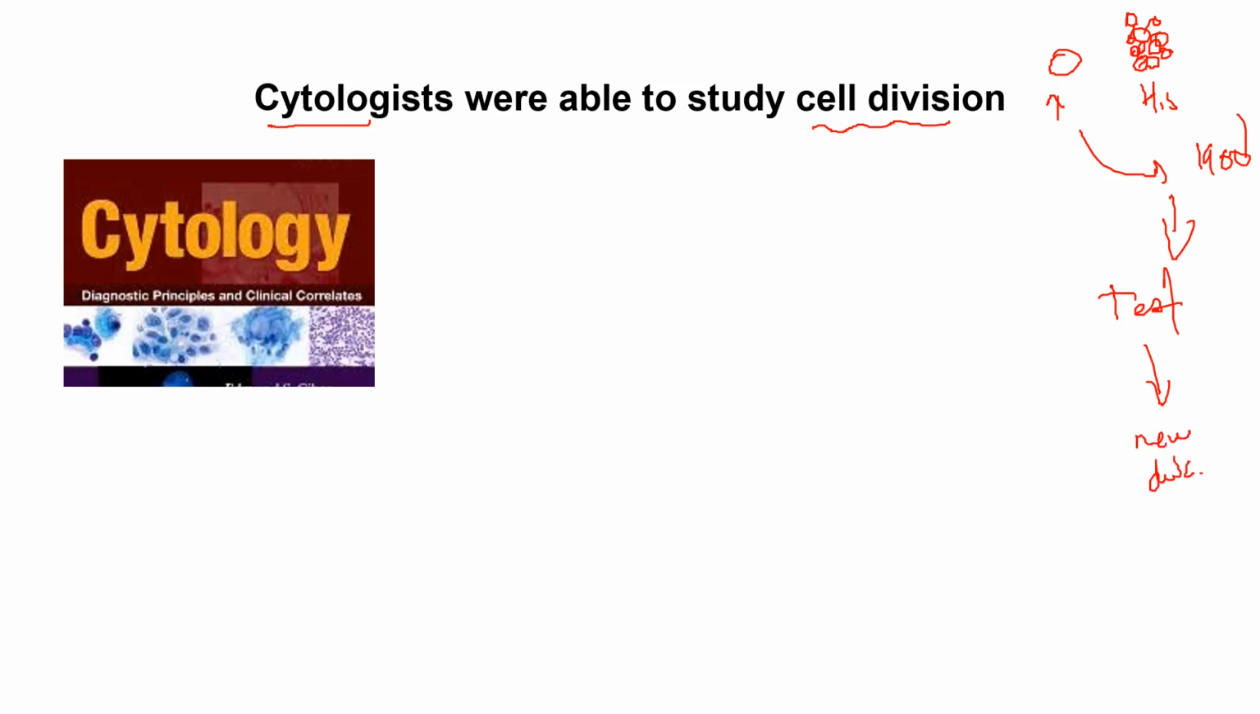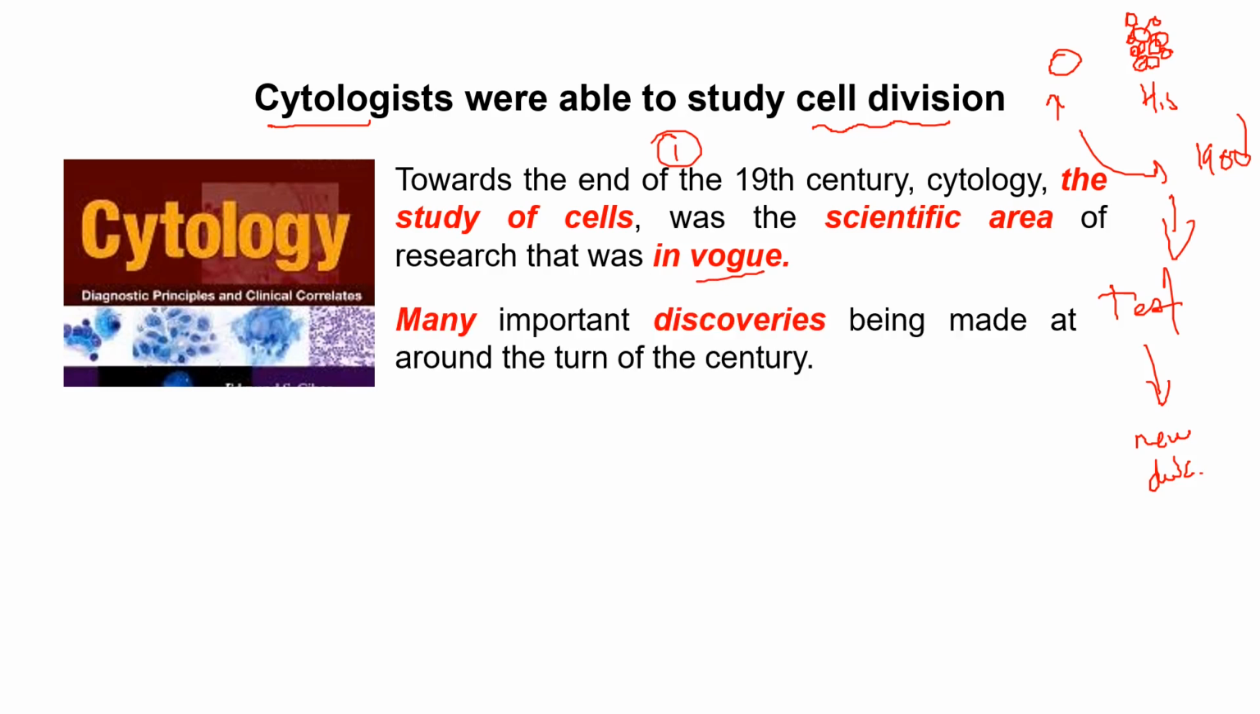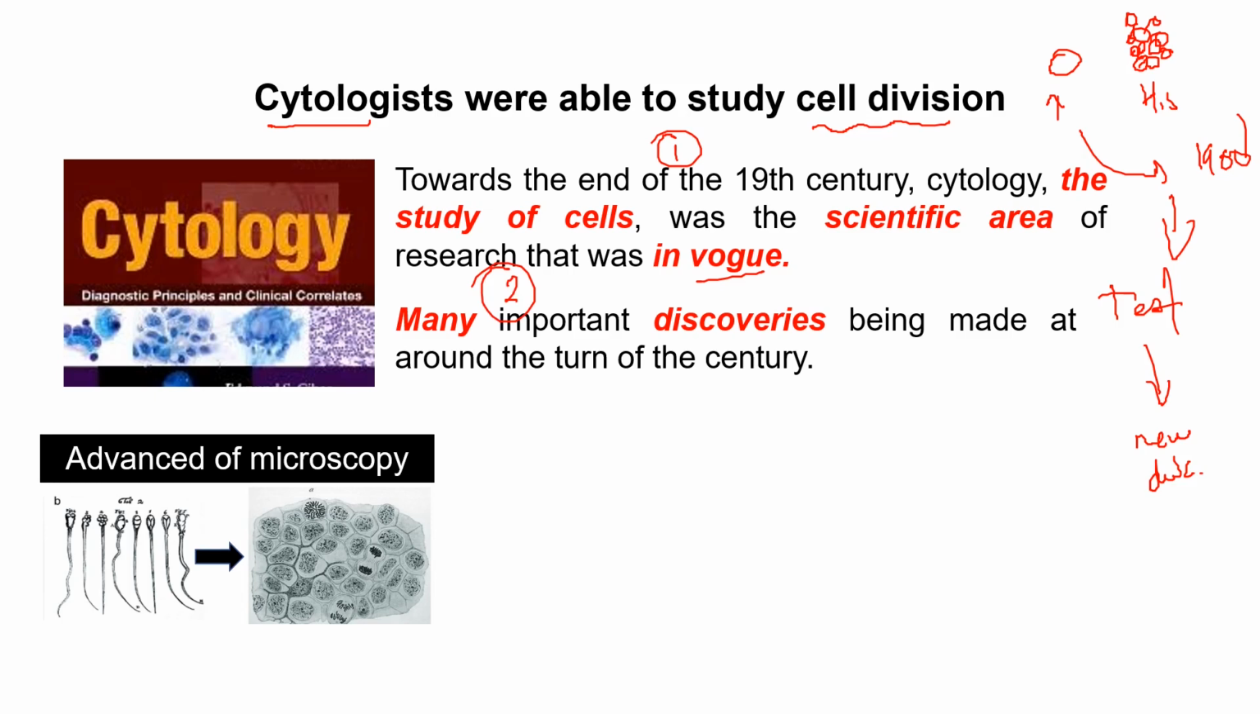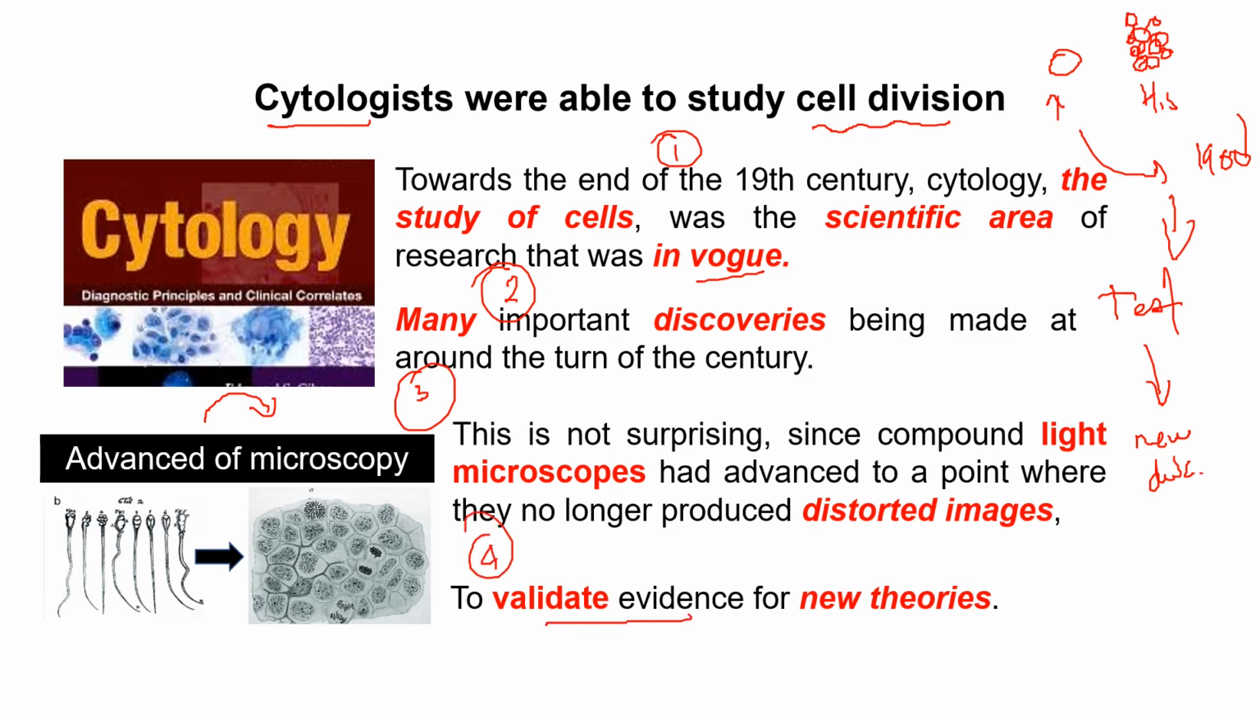And this was fundamental. So remember, in the 19th century, there was a field in vogue that was cytology, because as microscopes started improving their images, there were many discoveries made at that time. So they went from this type of images to this type of images. So the images were not distorted anymore. And this allowed validating evidence for new theories.